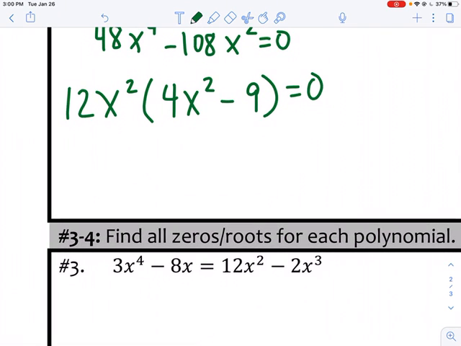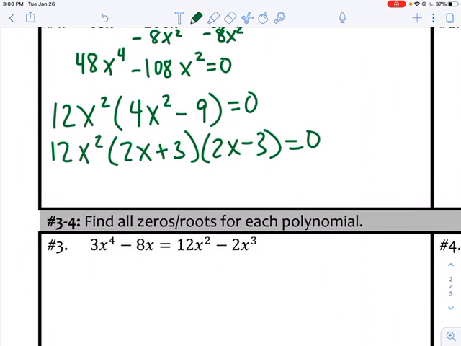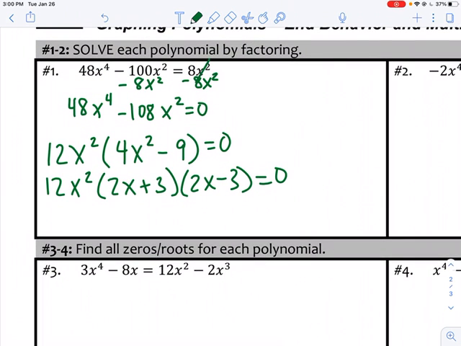And I can continue to factor this. So 12x squared stays out here, but this is a difference of squares, which breaks down into 2x plus 3 and 2x minus 3. Still equal to 0. Remember, we're solving. And we know from the very beginning that there are 4 answers because my highest exponent is a 4.